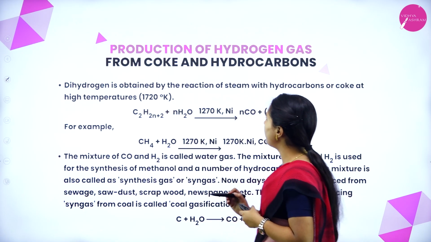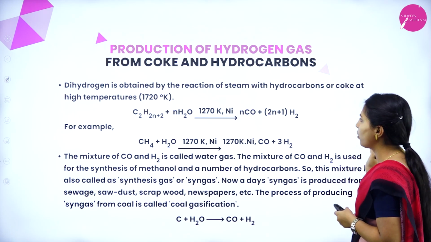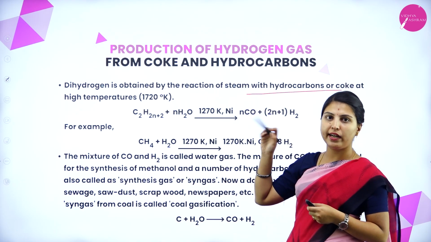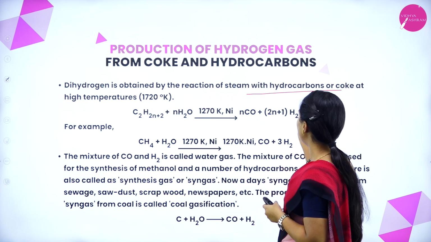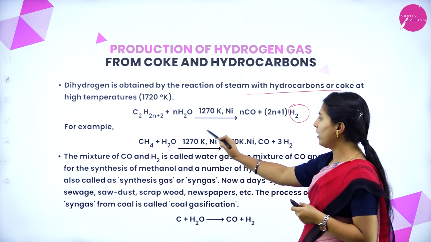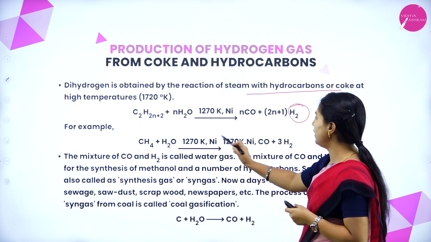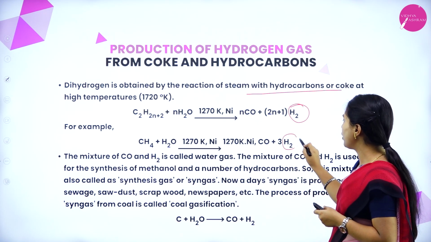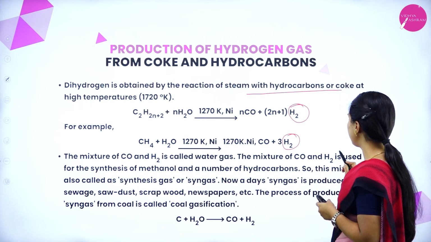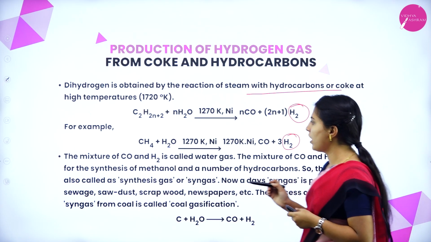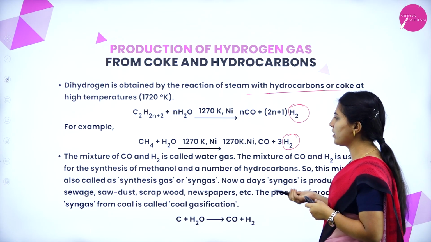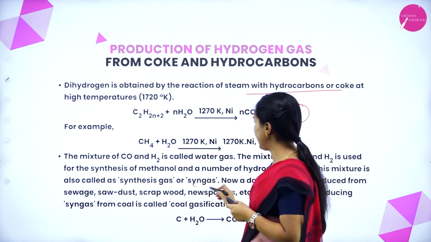Next, dihydrogen is obtained by the reaction of steam with hydrocarbons or coke at high temperatures. When steam reacts with hydrocarbons or coke at high temperature, hydrogen will be liberated. This is a hydrocarbon, we know. See here, methane when treated with water at a temperature of 1270 Kelvin with nickel, carbon monoxide plus H2 will be liberated. The mixture of CO and H2 is called water gas. The mixture of CO, that is carbon monoxide, and H2 is used for the synthesis of methanol and a number of hydrocarbons. So this mixture is also called synthesis gas or syngas.